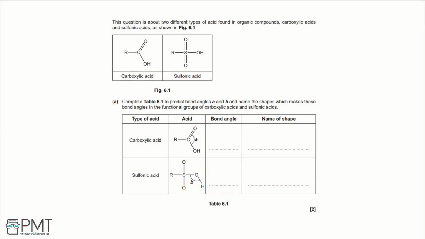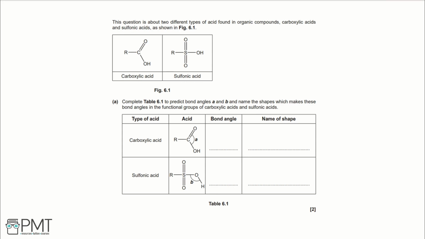This question is about two different types of acid found in organic compounds, carboxylic acids and sulfonic acids, as shown in figure 6.1. Part A. Complete table 6.1 to predict bond angles A and B and name the shapes which make these bond angles in the functional groups of carboxylic acids and sulfonic acids.